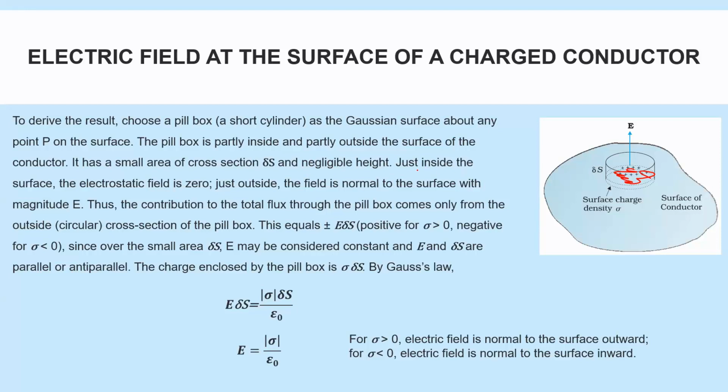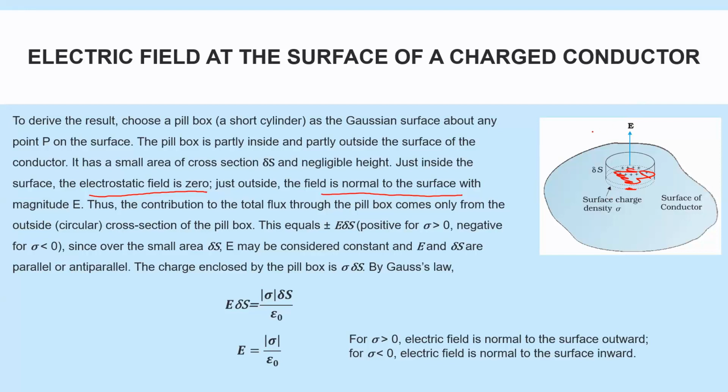Just inside the surface the electrostatic field is 0, we already saw that. Just outside, the field is going to be normal to the surface. This is the field and this is the surface, so you can see the electric field is normal to the surface and the magnitude is E. So what is going to be the flux coming through the cylinder or the pillbox that we are considering? It is only with respect to the outside cross section. We are not considering the inside surface anymore; we consider only the surface that is outside the conductor.